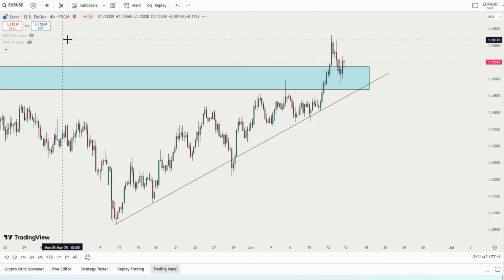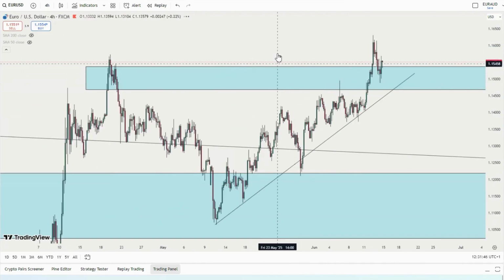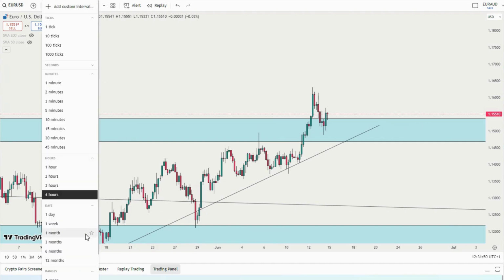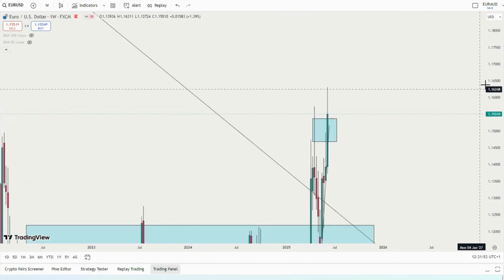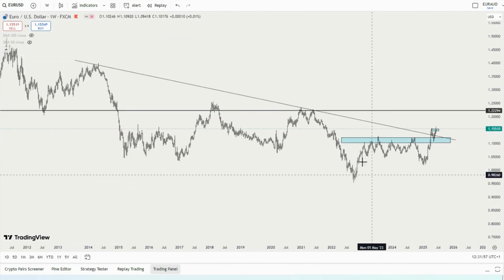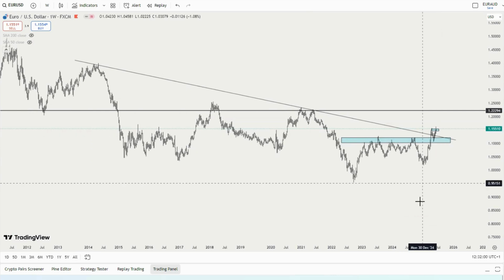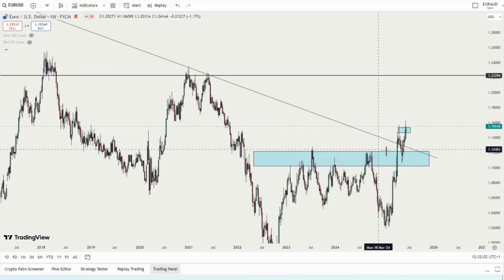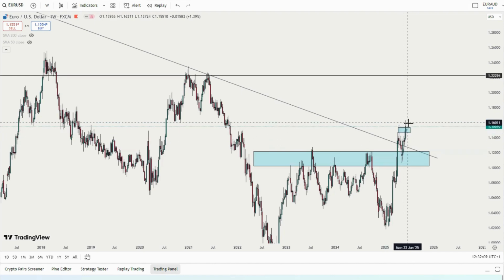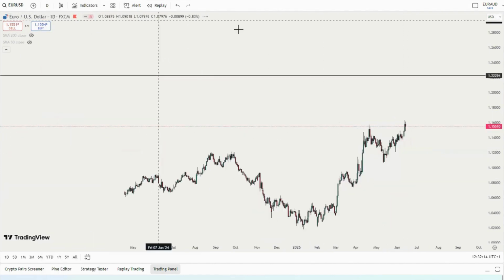So the next one I want to check is Euro US dollar. Let's look at the weekly time frame. On the weekly time frame, you see that price has broken above this trend line, and then we see price break above this resistance level, come to retest it, and then we have a rejection at that area. That is on the weekly time frame.